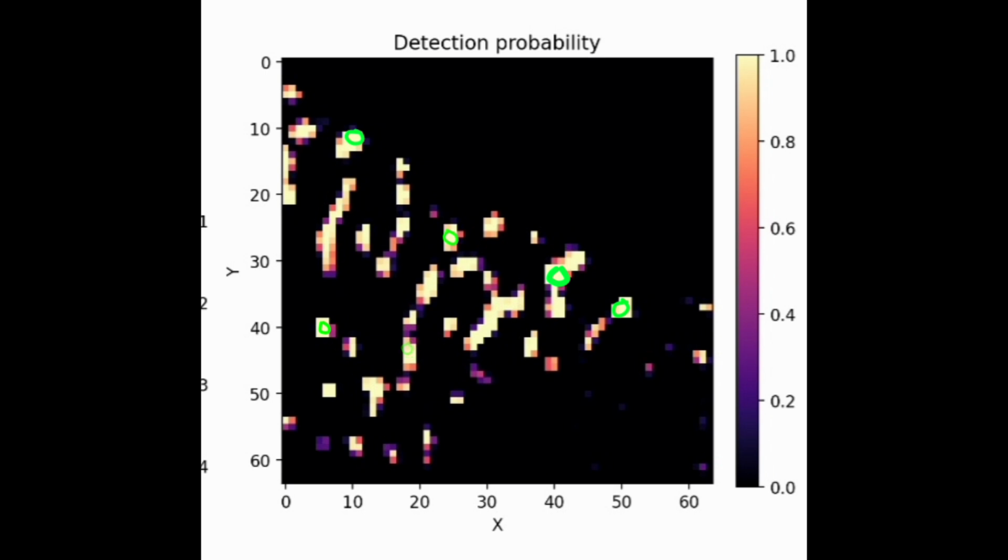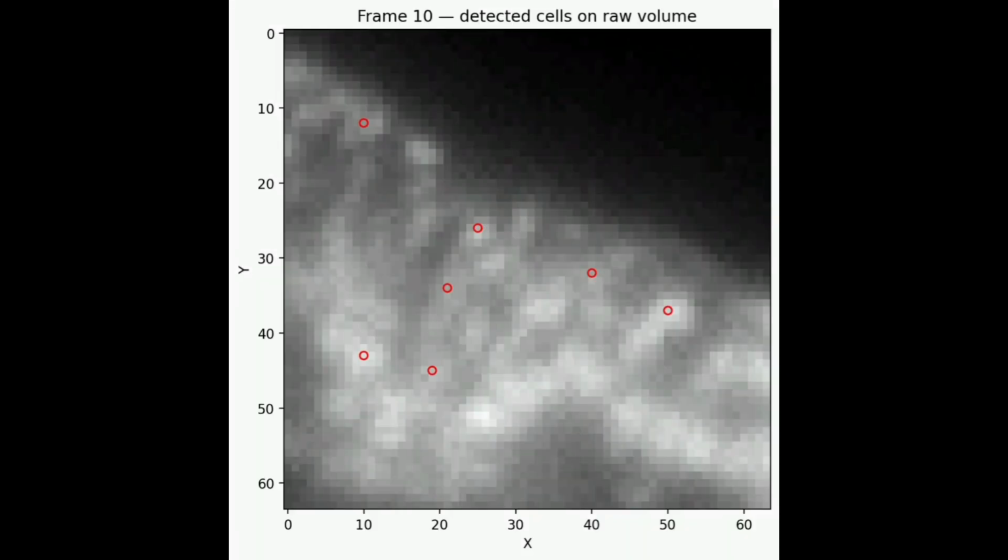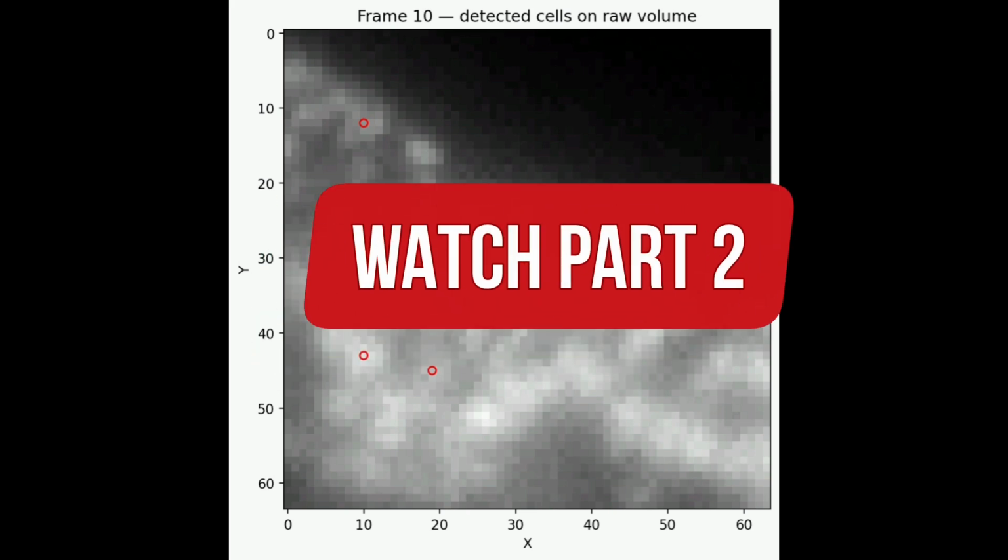And so we've done it. We took raw microscopy data, we gave it to a neural network, it gave us possible cell candidates, and we represented where the cell is. That is the first part of cell tracking.